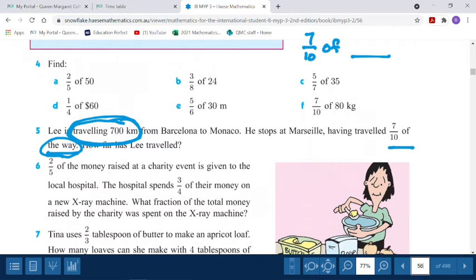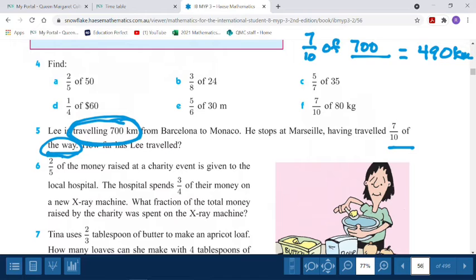So do we know how far he's traveling? Yes. So 7/10 of how far he's traveling. So we know it's going to be a multiply in this case. We know how many kilometers he's traveling, so we can just multiply. Somebody want to tell me what you get then? 490? There we go. And to make me really happy, what would you say? You would say Lee has traveled 490 kilometers in his 700 kilometer journey, or something.